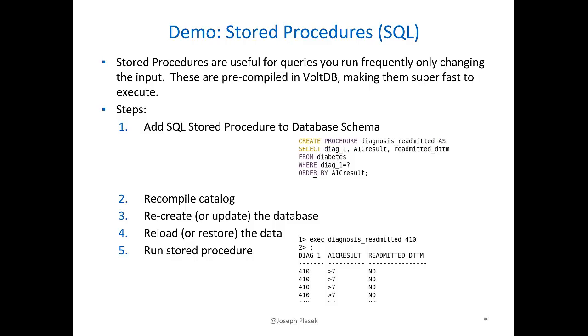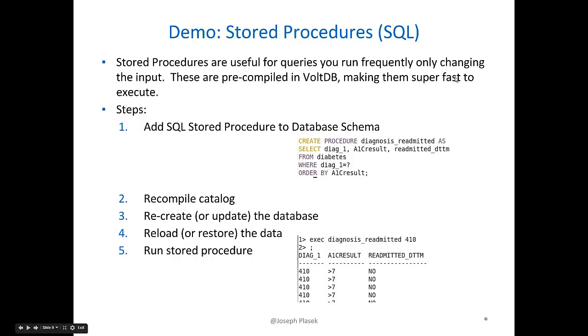So to add a stored procedure, you add this to the database schema. And once you add that to the schema, you then have to recompile the catalog, recreate and update the database, reload or restore the data, and then run your stored procedure. The question mark in the where statement is an element that is supplied at runtime. So in the stored procedure example here, I'm supplying the value 410 to that diagnosis code and getting the results that match that query.